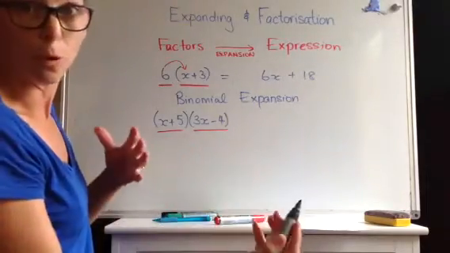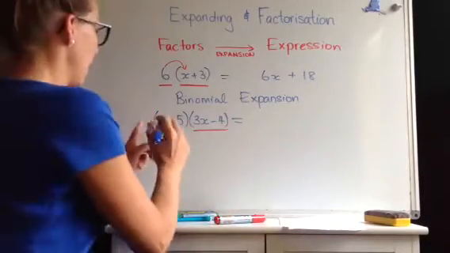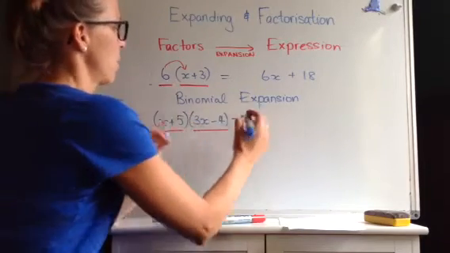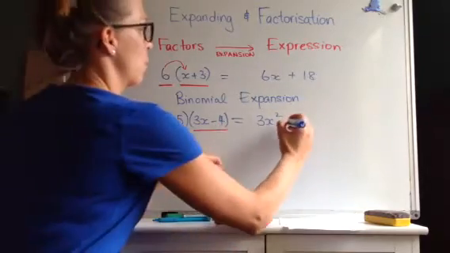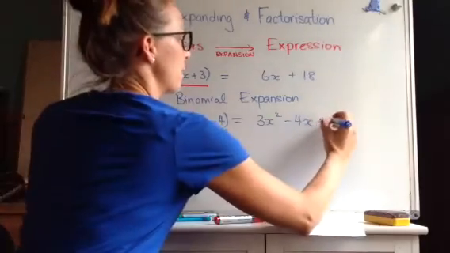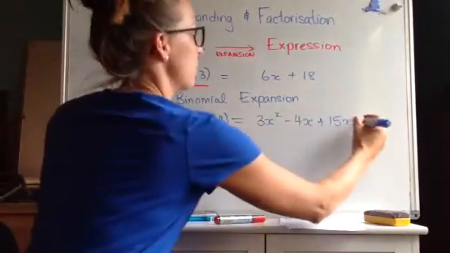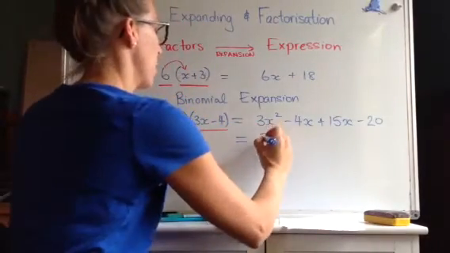And then you used your foil or your eyebrow smiles to expand that out. So the first thing times something from the second bracket. So x times 3x is 3x squared. x times negative 4 is negative 4x. 5 times 3x is 15x. And 5 times negative 4 is negative 20. Collect the like terms.